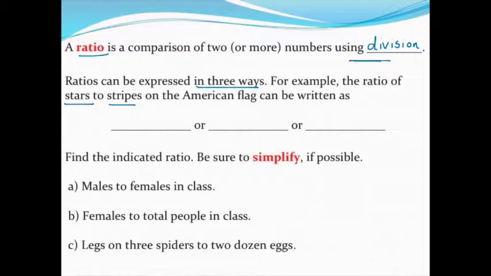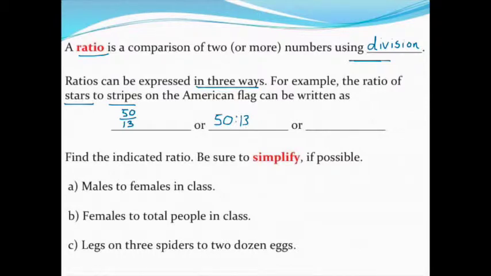So I know that there are 50 stars, and I know that there are 13 stripes for the colonies. So one way to write this, as I said, is as a fraction, 50 over 13. We can also write a ratio using a colon. You may remember that from middle school. So we could say 50 to 13 using that colon. Let me make that a little bit easier to see.